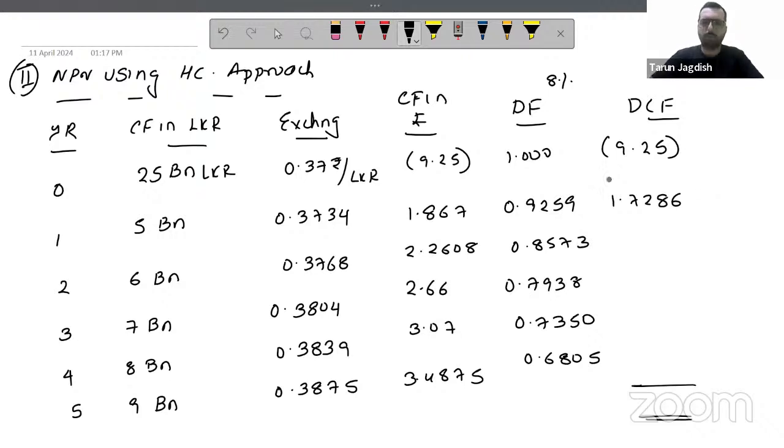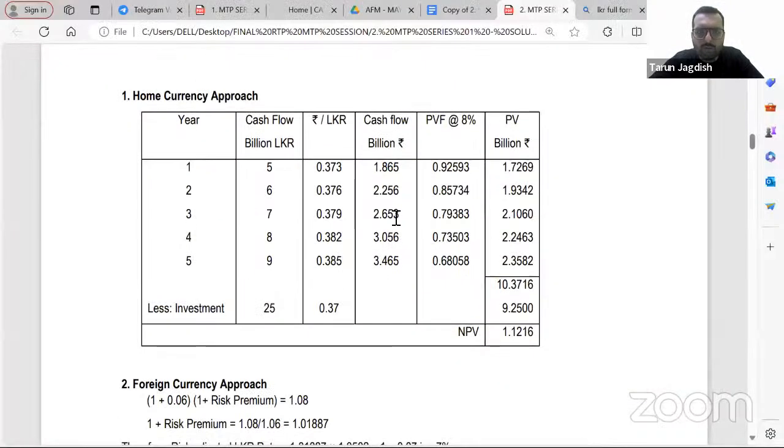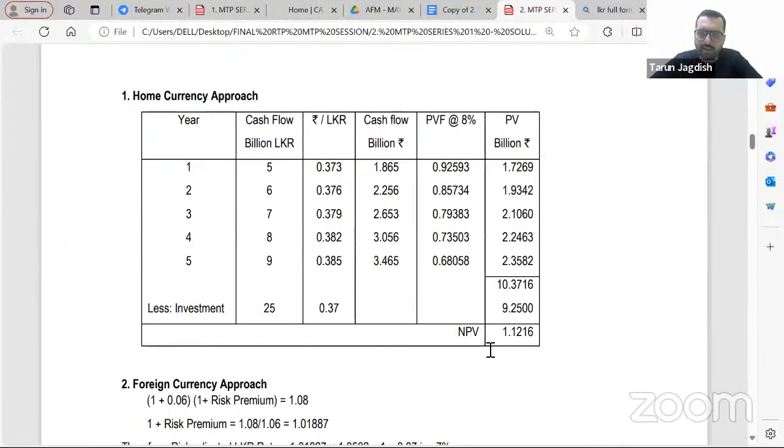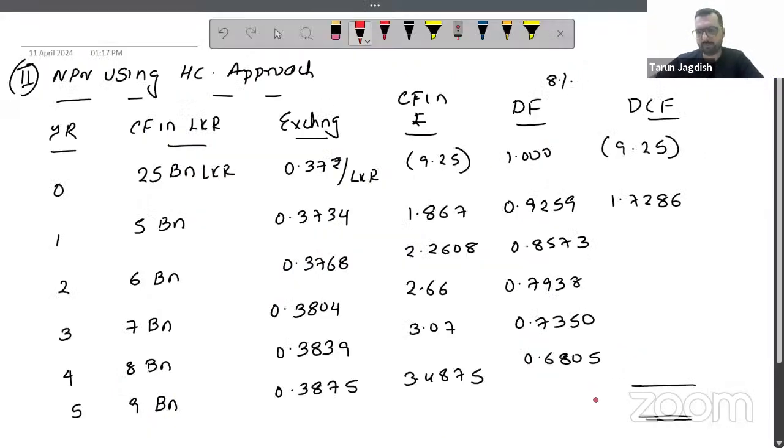I just check the solution here, friends. I don't want to do so much hard work simply. 1.865 we have got, yes, 2.2608, 2.256, 2.653, 3.07, 3.465. Almost the same numbers, slight rounding off here and there. So the numbers are correct, discount factor. So they get the NPV as 1.1216.